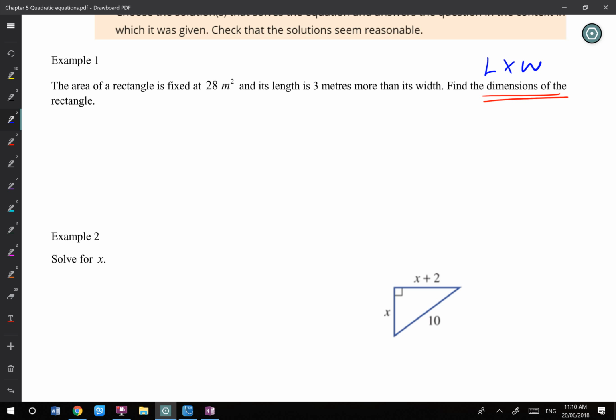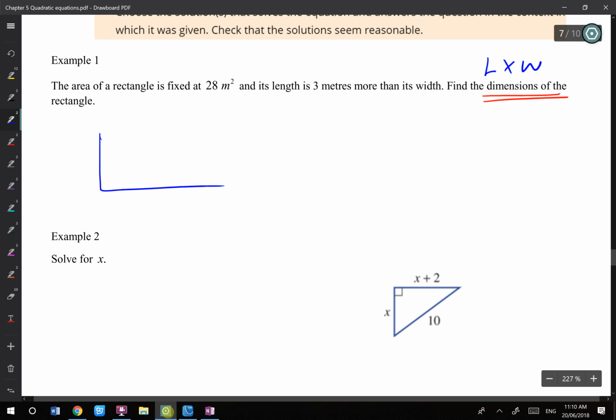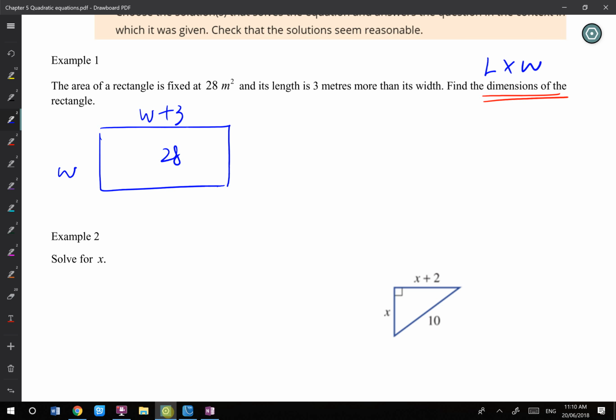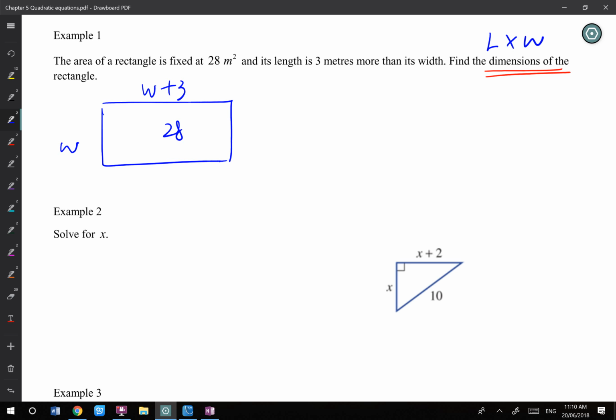So the area of a rectangle is fixed at 28 meters squared. I just draw any rectangle, and I have 28 meters squared for that one. My width is W, but length is W plus 3, because length is 3 meters more than the width. But I don't have W in the question. I need to define what is W.